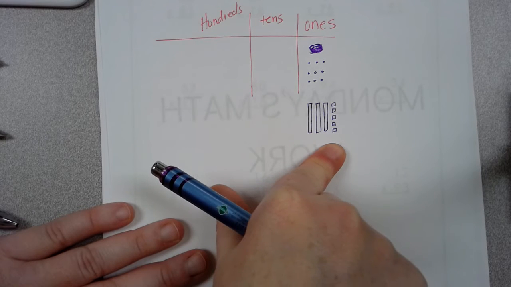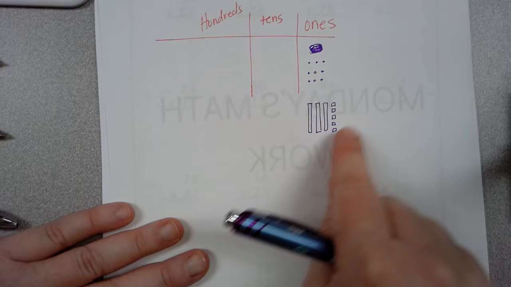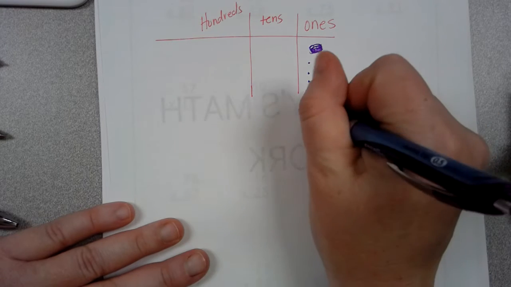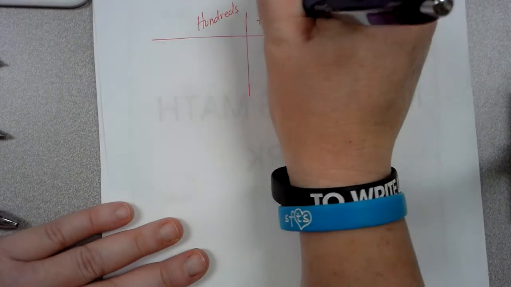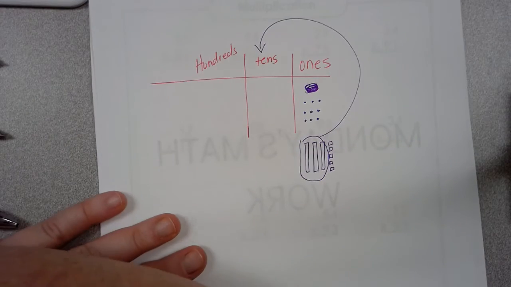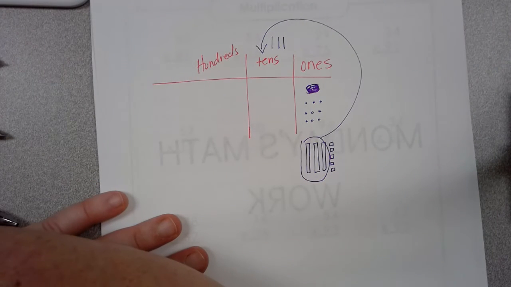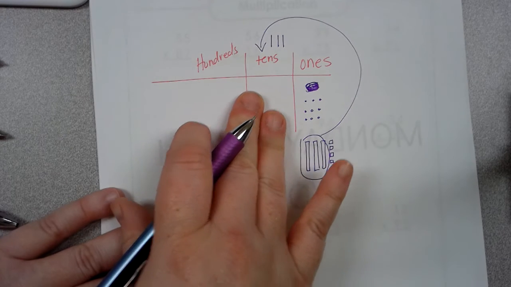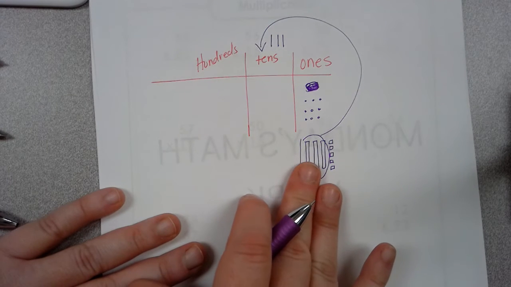35. Now remember, I can only keep the singles over here. I can't keep any rods in the ones place. So what happens is these 3 rods get kicked up to the tens place. So you have 1, 2, 3 rods up here. And then when you multiply, you add those 3 rods to the total. That is why you can't put the 35 in the ones place.